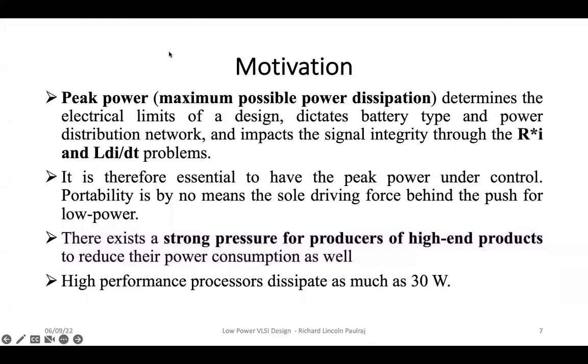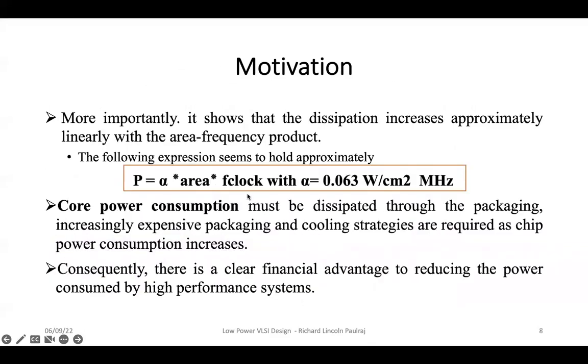Fine. So moving on. This is the formula that we'll be looking into. More importantly, it shows that the dissipation increases approximately linearly with the area frequency product. f clock is nothing but the clock frequency, how much frequency your clock is operating at, and the area. With a factor of 0.063 watts per centimeter square megahertz, the following expression seems to hold approximately. I cannot say that this is my only expression, but this is just an approximation of the power consumption. So you may have to remember this formula.